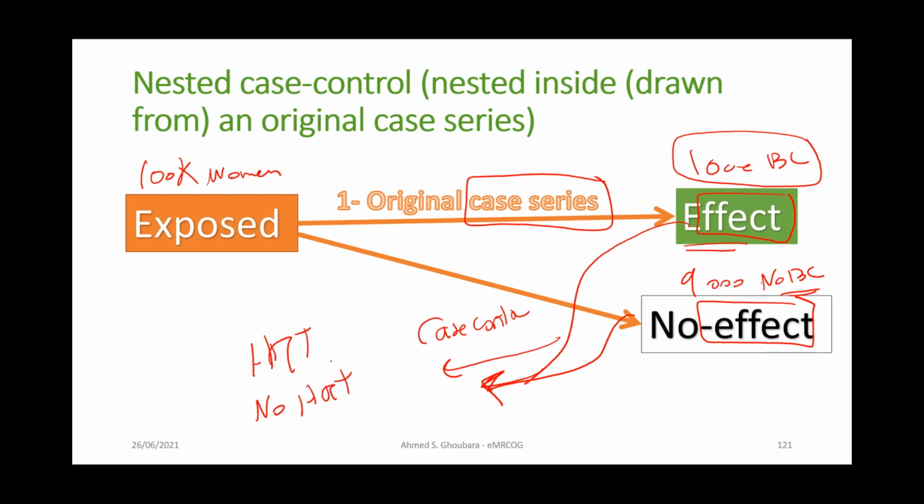So this is the hallmark of the nested case control. It's a case control study: start with the disease and no disease, start with the cancer and no cancer. But the sample is collected from the original case series study.